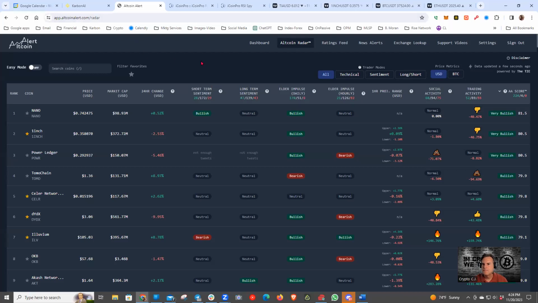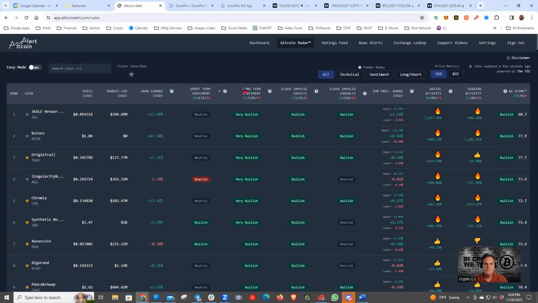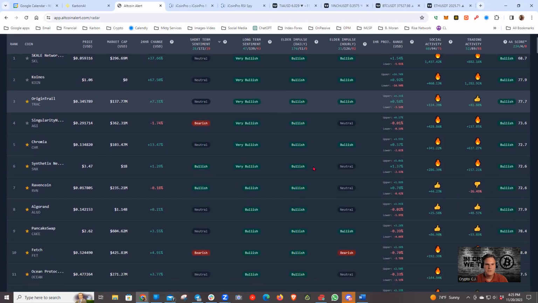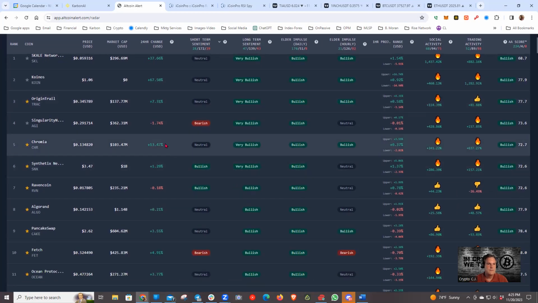Another sort I like to do is the Elder long-term sentiment, and then match it up with the Elder impulse. So long-term sentiment is what people are talking about online on Twitter. And then we're going to match that up with the Elder impulse, which is a technical indicator. When I have agreement on those two, it's usually worthy of further investigation. Big moves on these two, Scale and Coin, sound vaguely familiar, but I'm not really familiar with them in my own trading. Chromia's had a nice move up today.